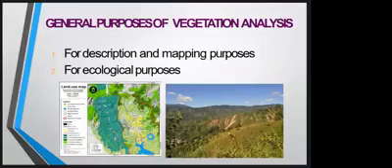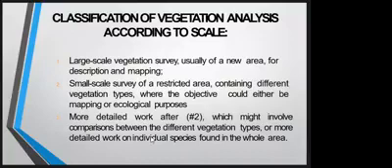So classification of vegetation analysis according to scale. In a large scale vegetation survey, usually of a new area, it is for description and mapping. So this is baseline information that someone or the society needs to know, that there are existing species which can only be found in their areas maybe. So that's why they map out that particular species can only be found in, let's say, Bukidnon and not in any other areas in the Philippines, for example.